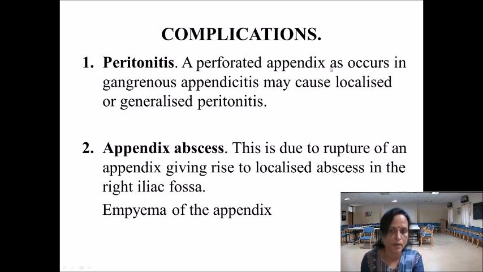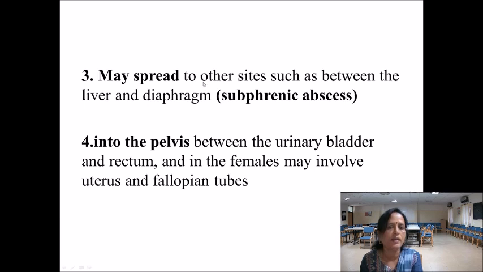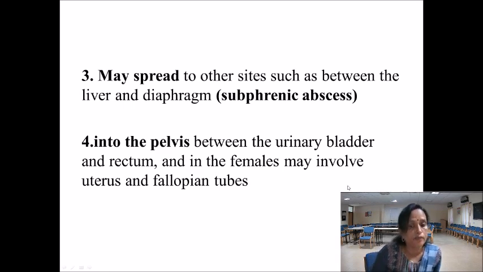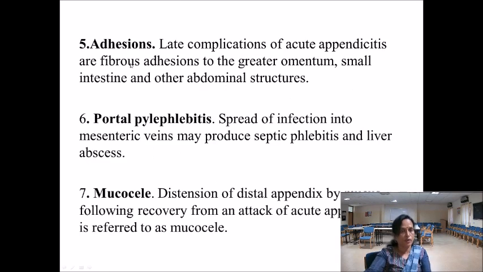And a perforated appendix, a gangrenous appendix could also perforate. Then it can give rise to peritonitis. And the abscess which we were talking about, the purulent material, that is the infection can spread to other sites. That is, it can cause subphrenic abscess. So where does the pus collect? That is between the liver and the diaphragm. Then it can go into the pelvis, that is in between the urinary bladder and the rectum. And in females, it may even involve the uterus and fallopian tubes.